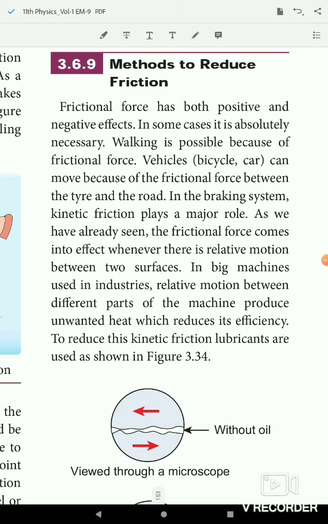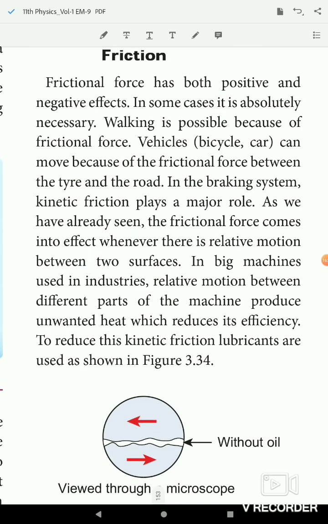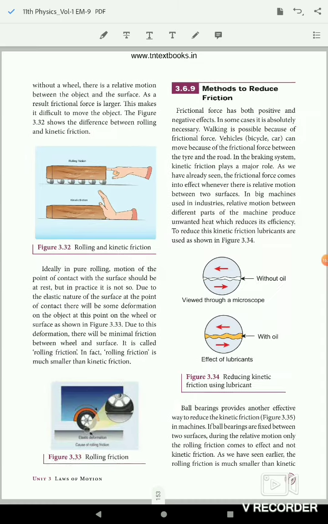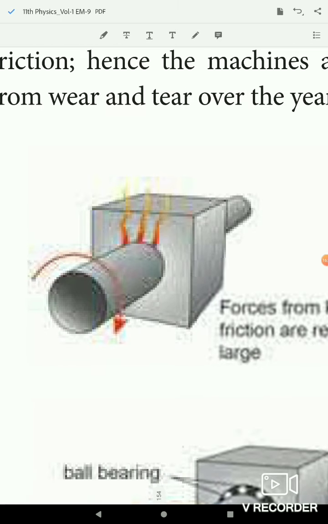In the braking system, kinetic friction plays a major role. The brake produces a frictional force. As we have already seen, frictional force comes into effect whenever there is relative motion between two surfaces. In big machines used in industries, the relative motion between different parts of the machine produces unwanted heat.